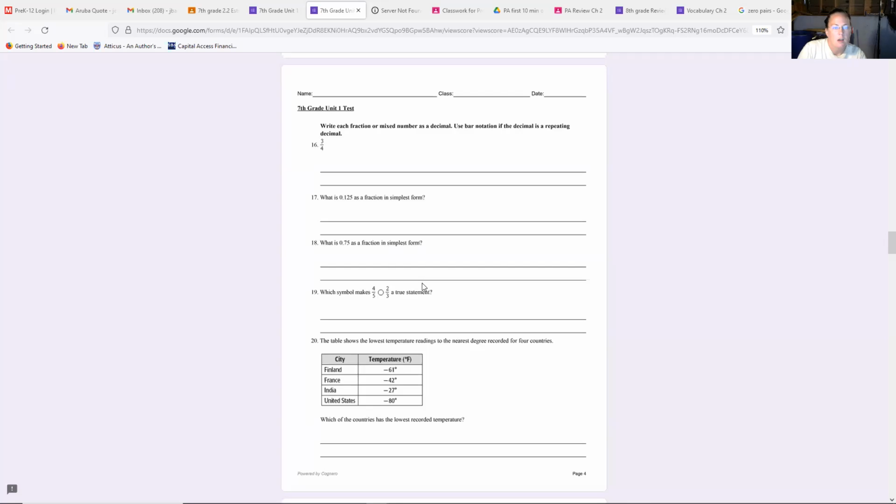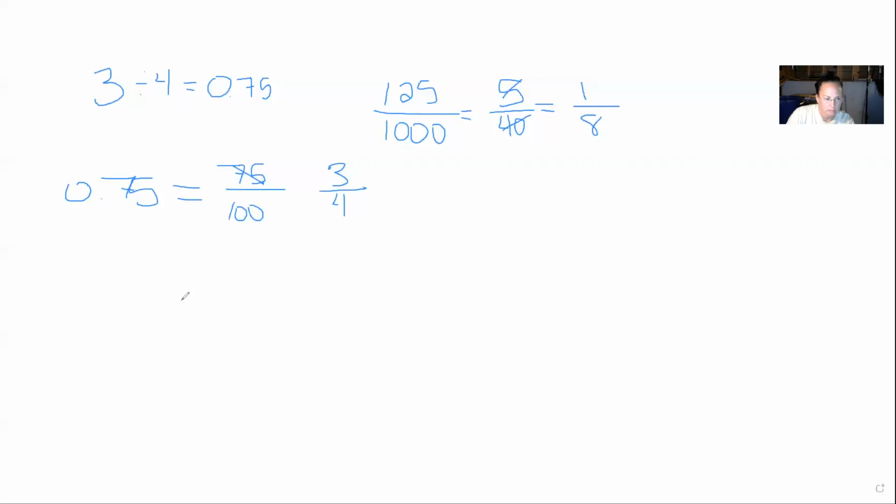Control multiple windows. Okay, maybe no. Which symbol makes 4/5 and 2/3 a true statement? So we go to the whiteboard. That was 4/5 and 2/3.